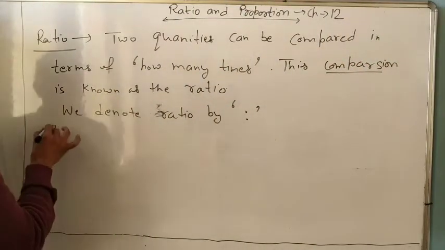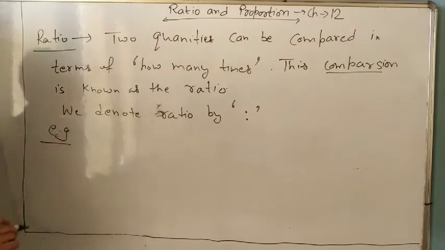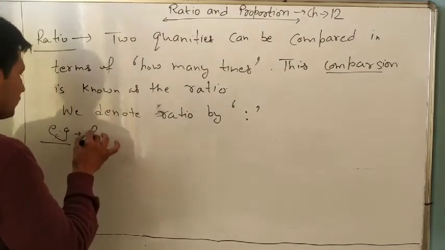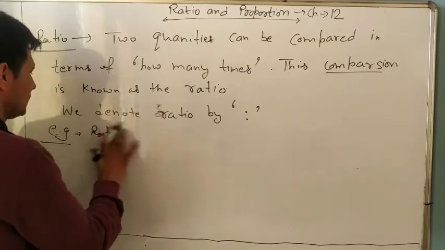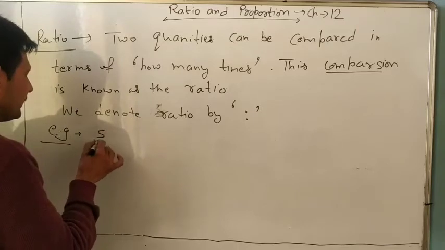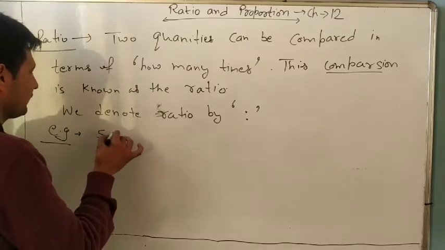So, example, suppose like this one. If I ask you to find the ratio, how will you find the ratio? 5 divided by 5.